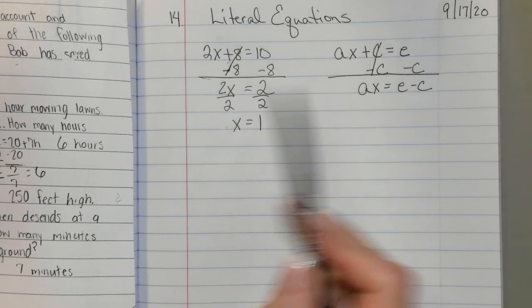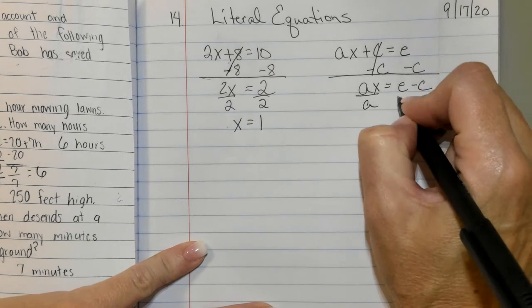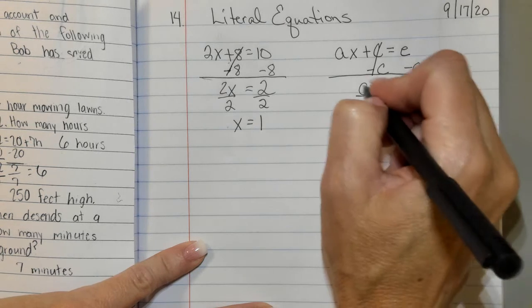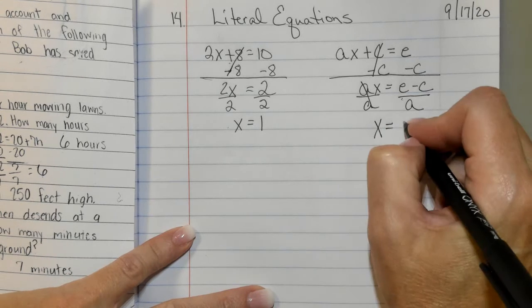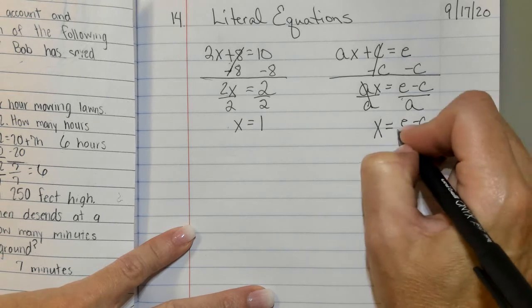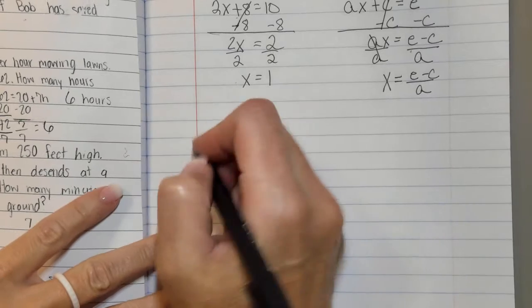And then our next step, this a is taking the place of the 2. We divided. So we're just going to divide by a. And our answer, because this is all we can do, would be x equals e minus c over a. We just rearranged the letters so that we're finding our value of x. Just another way to write that equation. Okay? So if you just think through, well, if it were numbers, what would I do? You're going through the same process.